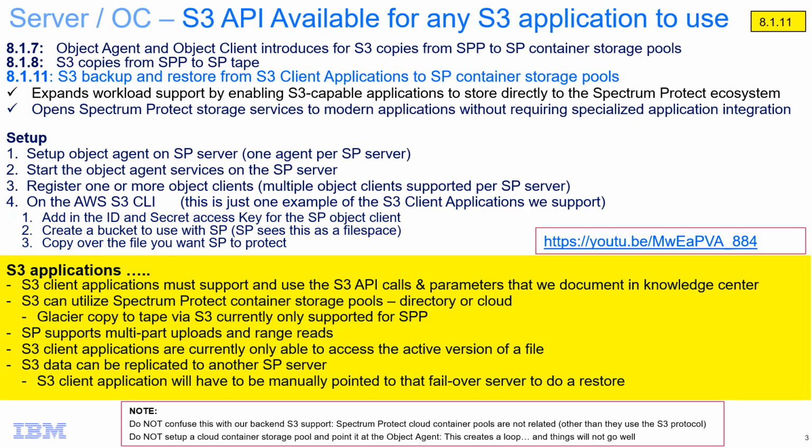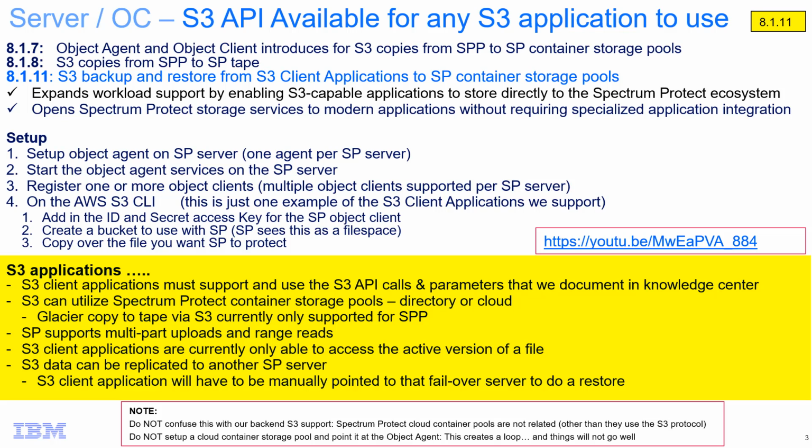So the S3 applications that we support must support and use the S3 API calls and parameters that we documented in our Knowledge Center. These are pretty standard, but do take a look at it to make sure whatever S3 application you're looking to protect fits that criteria. Now you can utilize Spectrum Protect container storage pools, either directory or cloud, to store these S3 objects on. Currently, the Glacier copy to tape via our S3 is only supported for Spectrum Protect Plus.